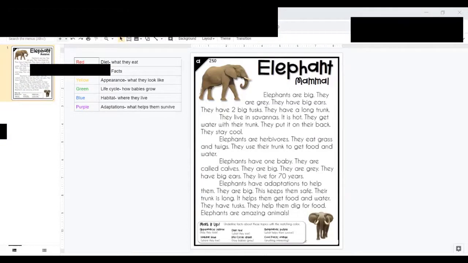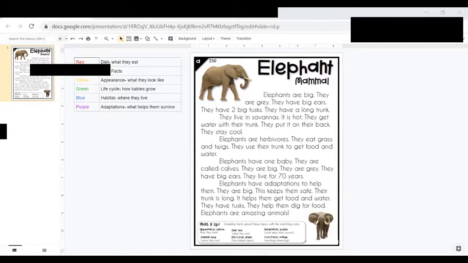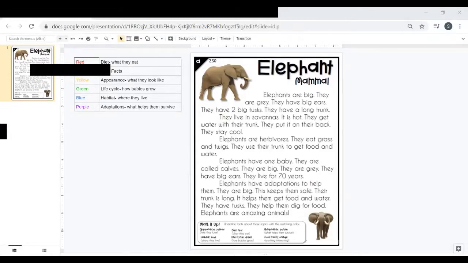A mammal also can have babies. So we say that an elephant is a mammal. I know you might be wondering about the fur part of this. While we don't have fur right on the body of an elephant, he has some hair at the end of its tail. And so we still count that as being a mammal. So let's go ahead and read.